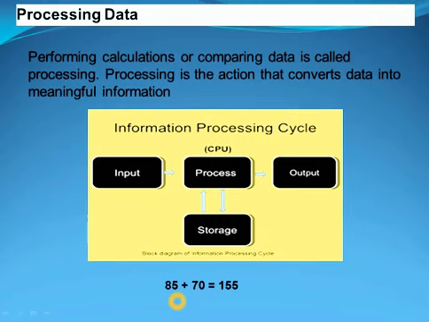For example, you want to add two numbers, 85 and 70. So 85 and 70 both act as an input for a computer, and the addition function plus is basically a processing action for a computer, and the output, which is basically 155, acts as an output after processing by the CPU.